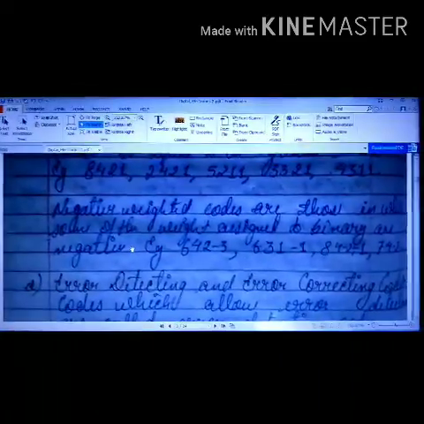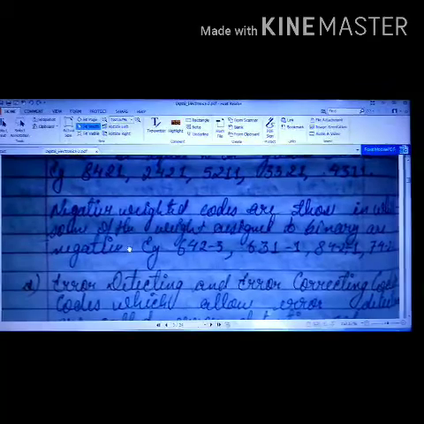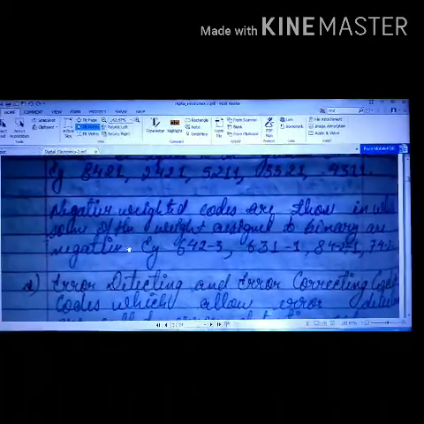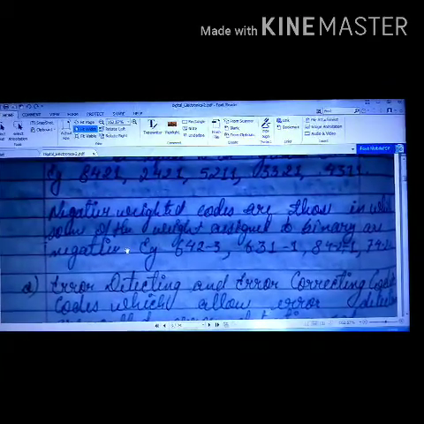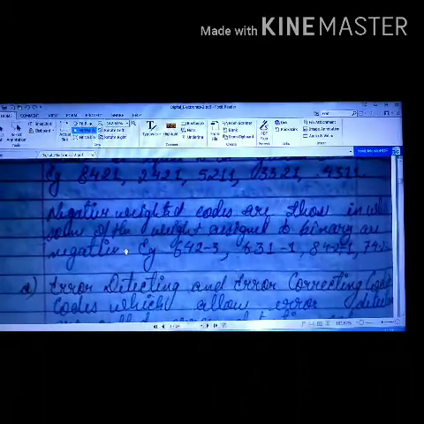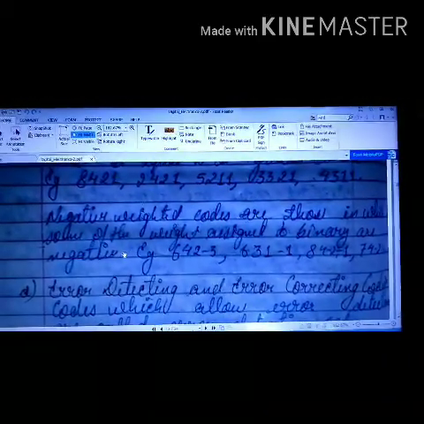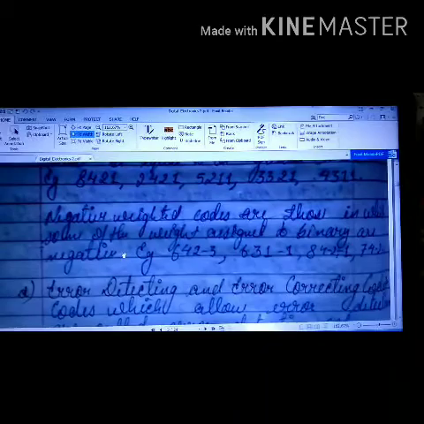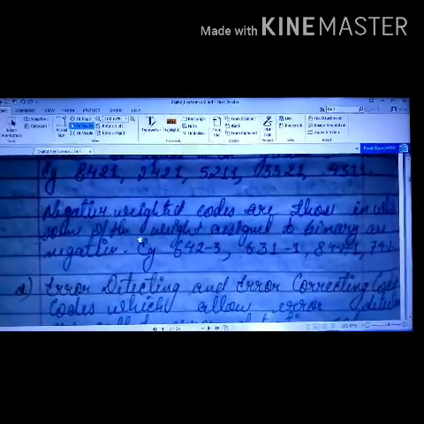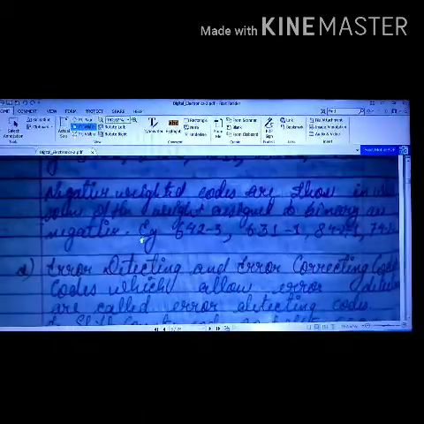Now, negative weighted codes are those in which some of the weights assigned to the binary digits are negative. Examples are 842-3, 631-1, 84-2-1 and so on.